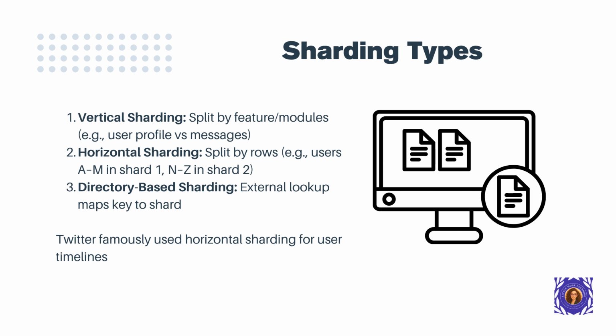Directory-based sharding. This strategy uses an external lookup service or router to map a specific piece of data, identified by a key, to its corresponding shard. When an application needs data, it first queries this directory service, which then tells it exactly which shard to connect to. This provides immense flexibility, but introduces an additional network hop and a potential single point of failure if the directory service isn't highly available.